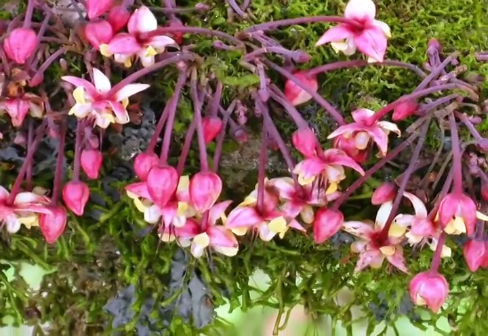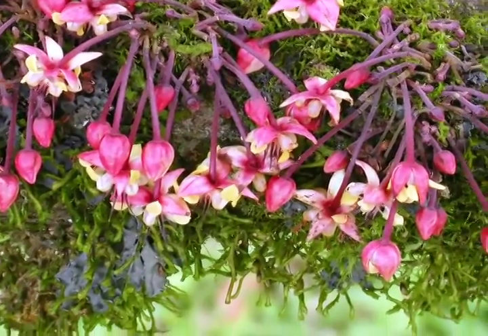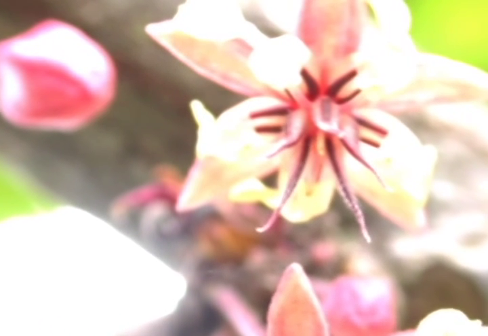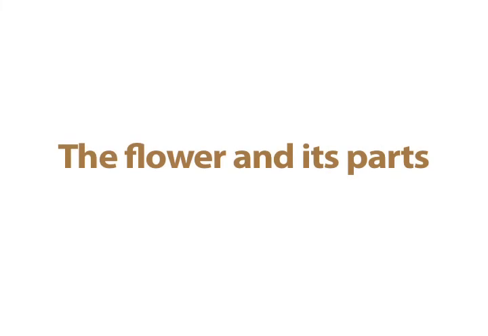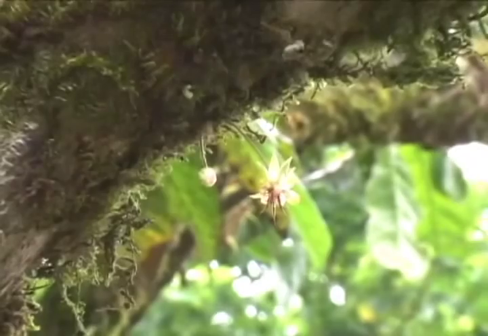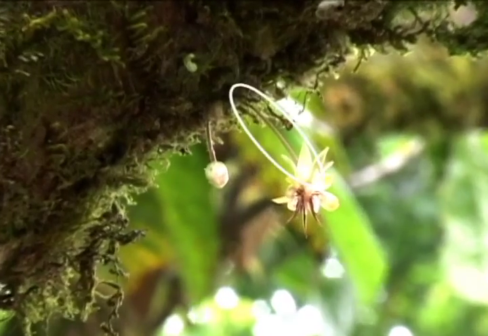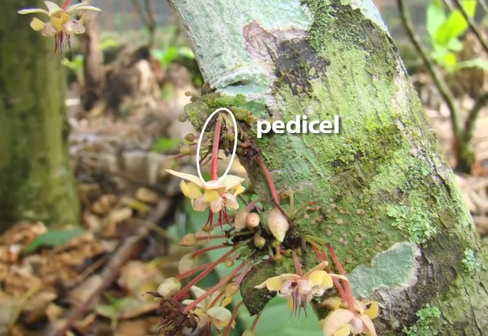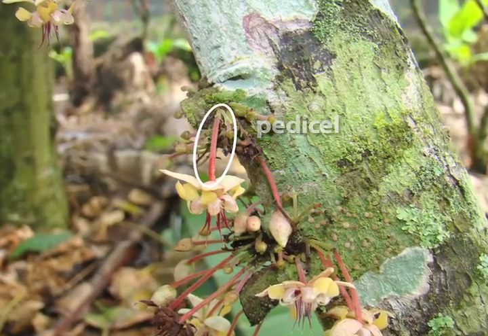Therefore, in order to learn how to reproduce cacao by seed, the first thing we must do is to learn more about the flower, its different parts, and what each part is for. As we can see, the cacao flower is joined to the trunk by a little stem called a pedicel, through which the flower obtains nourishment from the tree.